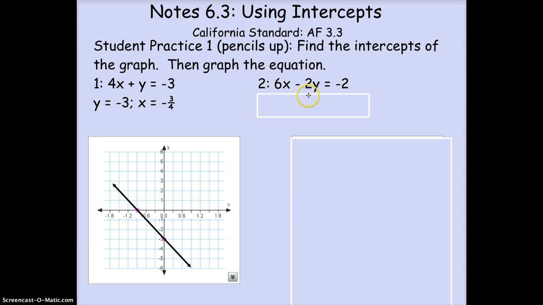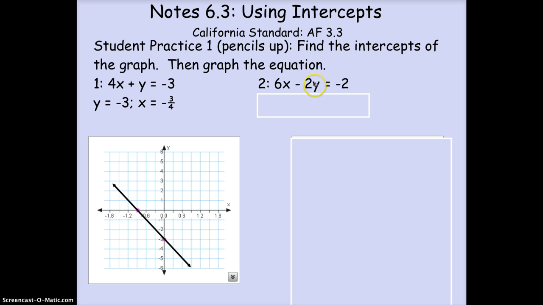Okay, let's take a look at number 2. In order to solve for y, we make the x 0, which makes the 6 go away, because of course 6 times 0 is just 0. So we end up with -2y equals -2. Don't forget, this minus sign stays with the 2, so it becomes -2. And then we divide both sides by -2, and we end up with y equals 1.